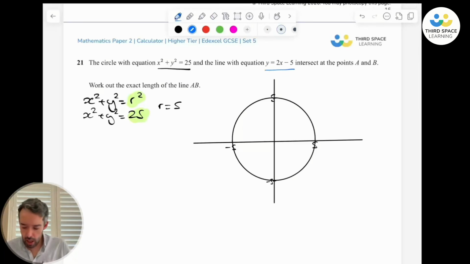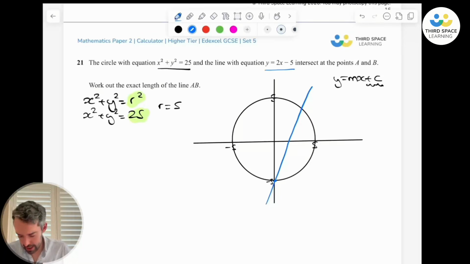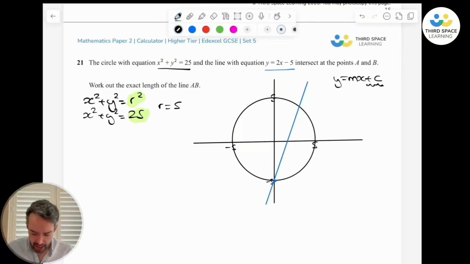So this is a straight line. So this is y equals mx plus c, where c is the y-intercept. So here, c is negative 5. So we know it's going to cross here. And we know it's a straight line, and we know it's a positive gradient. The gradient's 2. So let's draw something a bit like that. Again, with a ruler, just to give us a bit of an idea. Okay. And then let's put this point as A and this point as B.